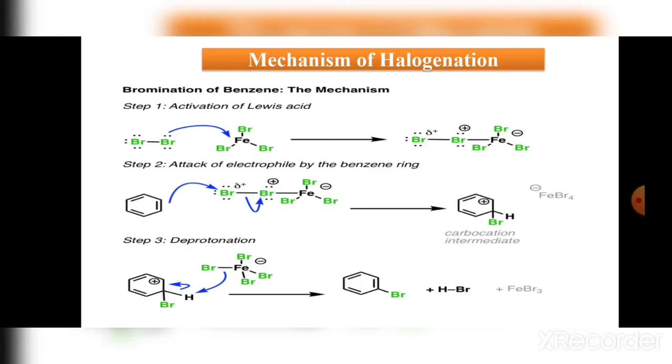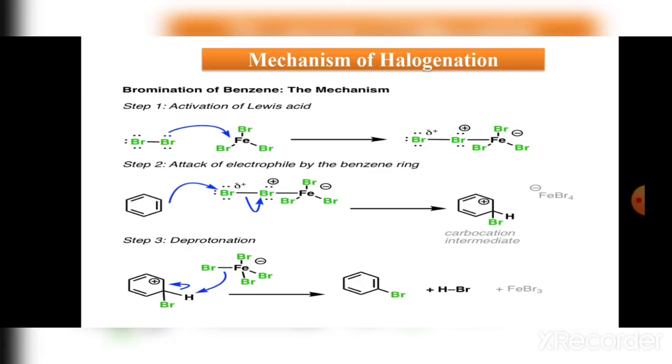Now, the third step is deprotonation. Deprotonation means the removal of the proton. Here FeBr4 minus will extract this proton. It is called deprotonation or aromatization, or minus H plus. This FeBr4 minus extracts this proton, and here we get bromobenzene plus HBr. That means we can convert benzene to bromobenzene by using Br2 in presence of FeBr3.